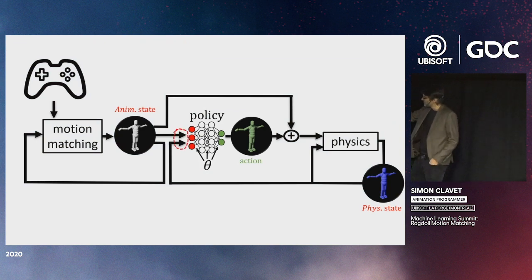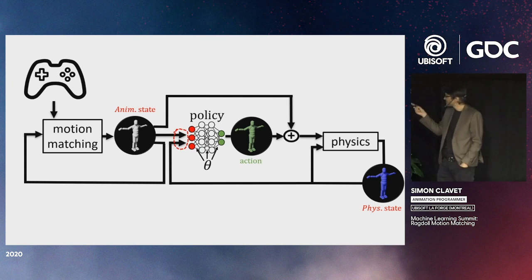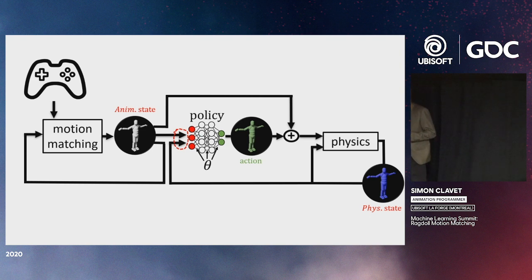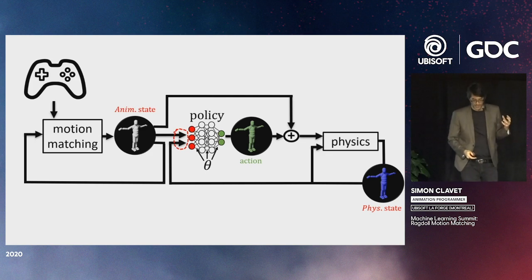Let's focus on this part here first. You see that that's a state that we give to the policy. See the two arrows there? On the left, there's the motion matching part that gives an animation state, like a kinematic state. And on the right, there's a physics engine that has a physical state for the physical character. We give both as a state to our policy.